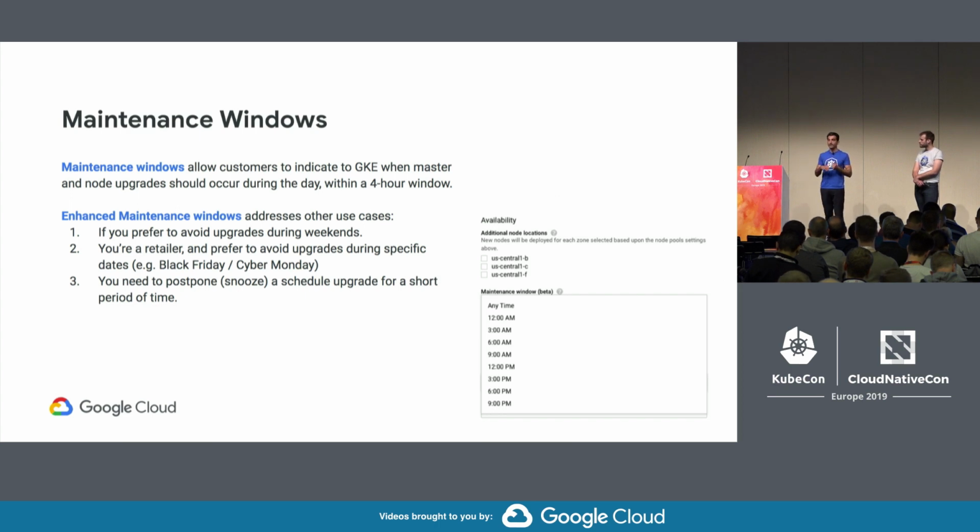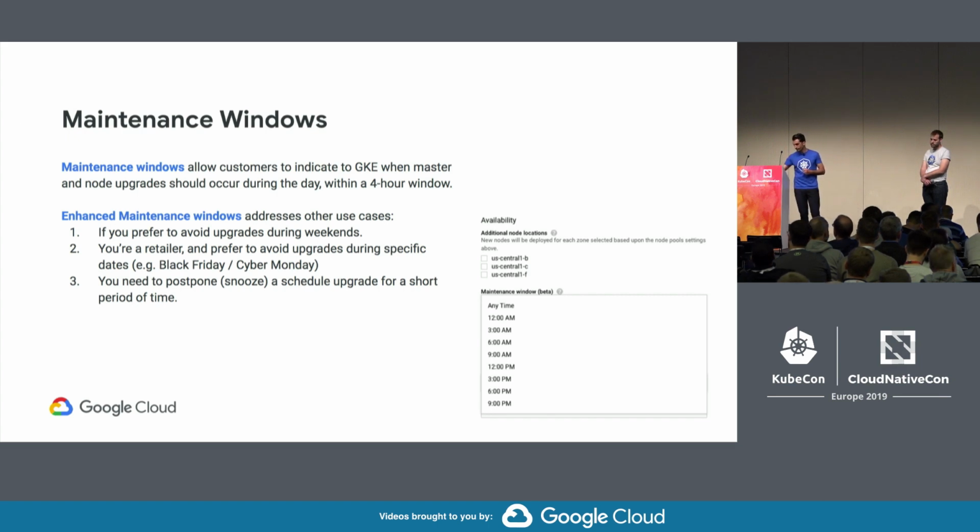And then in addition, we are expanding the capability of maintenance windows to cover other use cases. For example, if you're trying to avoid upgrades on specific days, or if you're trying to block out a specific range of dates, let's say the holiday season or Black Friday, Cyber Monday. And the last thing is you can also snooze an upgrade. Let's say you know about an upcoming upgrade, but you need some time to get prepared for that upgrade. You will be able to snooze an upgrade for a short period of time.